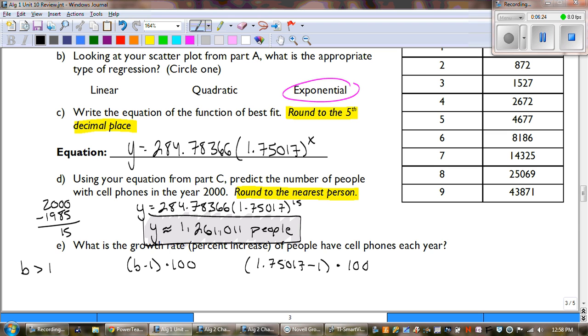I'm waiting for you. What'd you get? I get 75.071, and we're talking about percent. Okay. All right, let's flip it over.